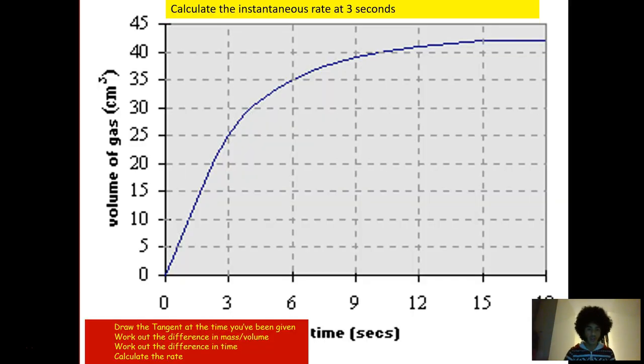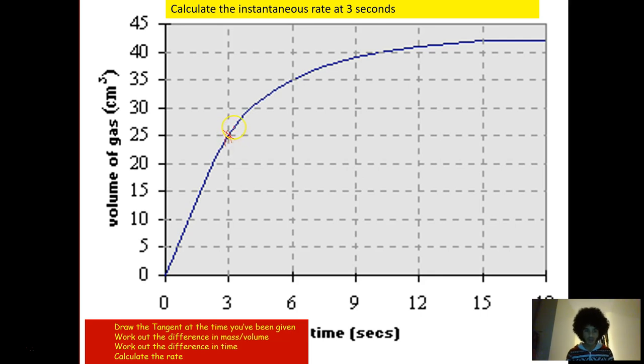All right. So this is one example that you may come across. And the question in this case is calculate the instantaneous rate at 3 seconds. Now, if you recall what I mentioned before about the 4 steps, the first step we have to do is draw a tangent at the time we've been given. Now, we've been given 3 seconds. So the first thing I do is I find 3 seconds. I'm just going to put a cross there just as a mental note that I have to draw a tangent at that point. I'm then going to draw a tangent.